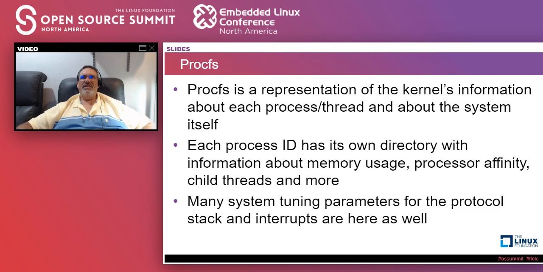Now, the proc file system is a representation of the kernel's information. It's basically a dump of the system control block, the struct task_struct that's associated with every application. And each process ID has its own unique directory of information associated with it. So, for instance, if I jump out here, go back to my command line, and hopefully it will update for all of you, let's do a clear here.